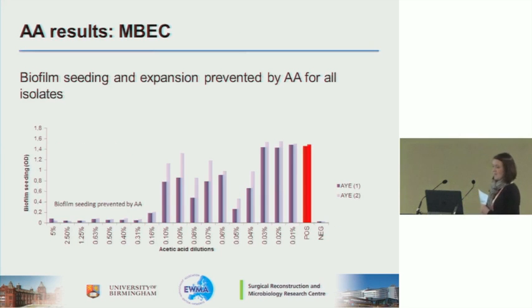This is the result of the MBIC, so this is where you already have your biofilm and you're seeing if the agent prevents the seeding or reduces the seeding and expansion. And you can see here again, from 5% down to 0.31%, acetic acid did actually reduce the biofilm seeding. And then there's a period in the middle here where seeding was reduced but not prevented completely, and then there's a bit here where the acetic acid is too dilute to have any effect at all.